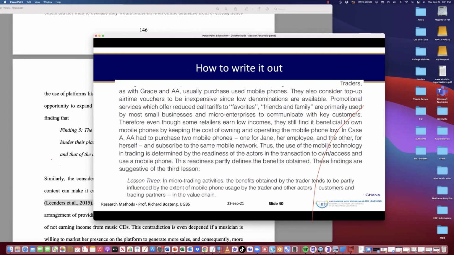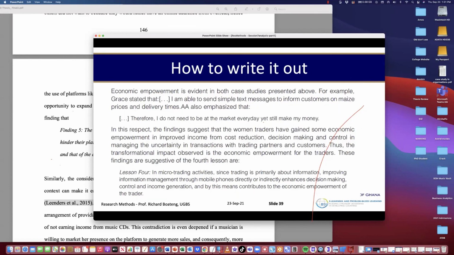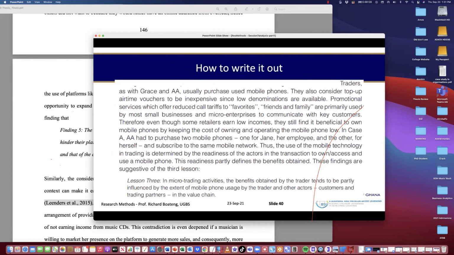So how do you write it out? That's how people write it out. If you look at it here, they discuss it, then they come and say, these findings are suggested for the 4th lesson. Then you state the 4th lesson. Then you discuss again, do the memoing. Then come back and say, these findings, this readiness partly defines the benefits obtained. These findings are suggested of the 3rd lesson. So then you provide the 3rd lesson, the 3rd finding.